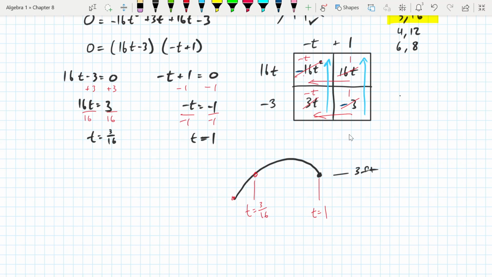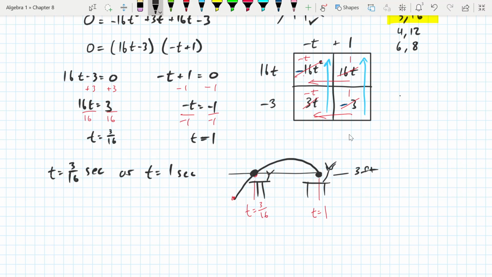So both of these answers here make sense. I mean, the antelope could have been standing over here in the beginning, or it could have been standing over here at the end of the jump. Doesn't matter, each spot is 3 feet off the ground. So our times are 3/16 of a second, or time equals 1 second. Either one of those makes sense for the situation.